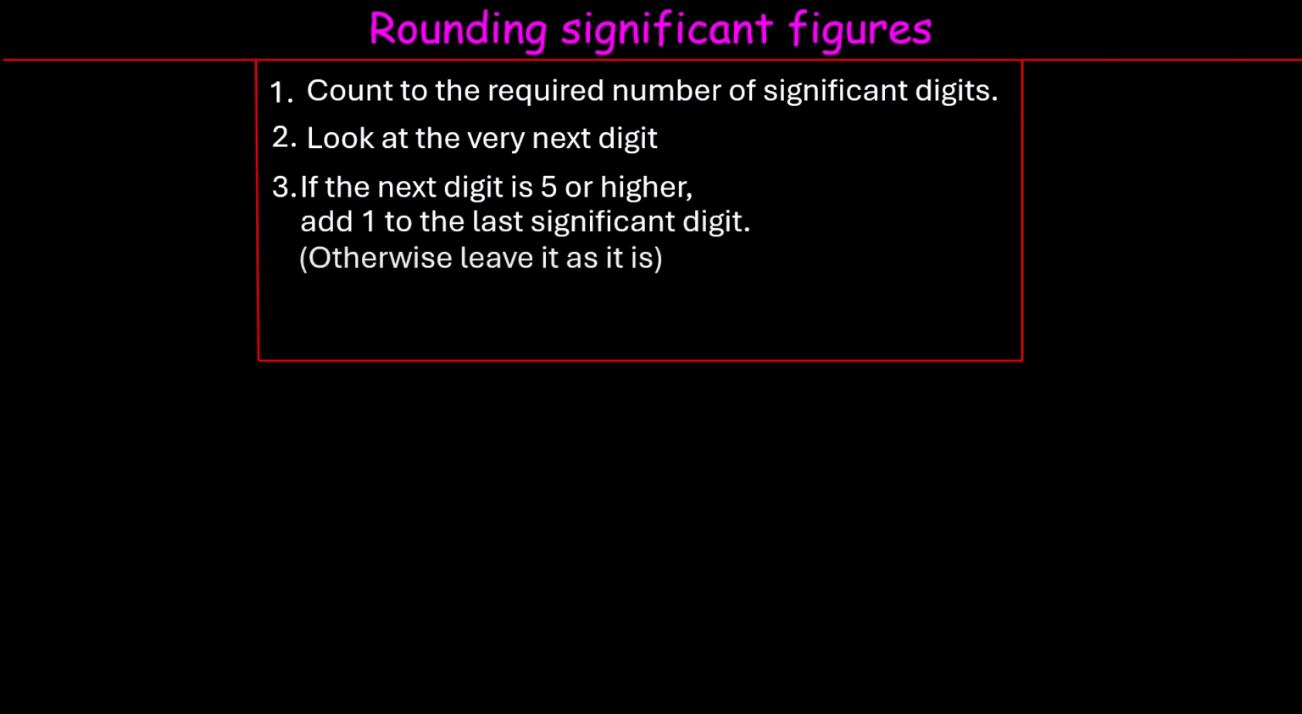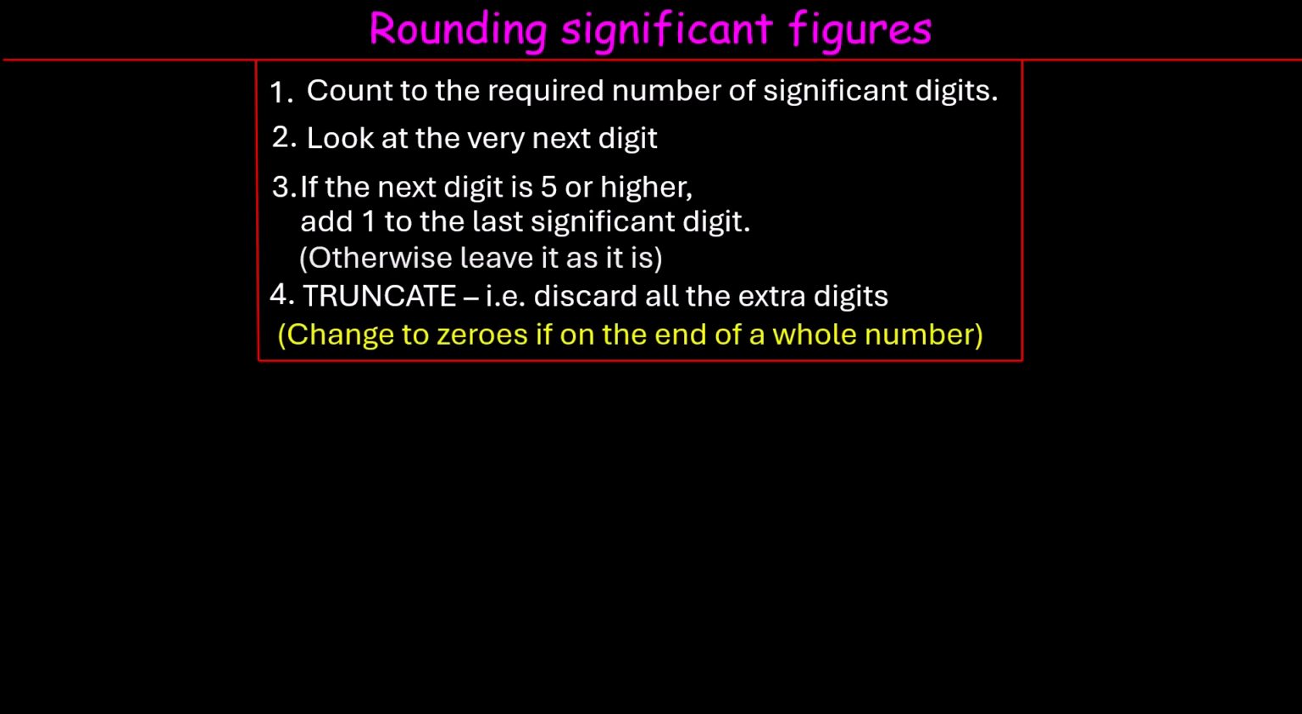Either way, we discard all the extra digits unless it's a whole number, in which case we change the extra digits into zeros. These will be place value holders and are zeros on the end of a whole number that we know will not be significant. This is why we should state the number of significant figures after our answers, so other people will also know.